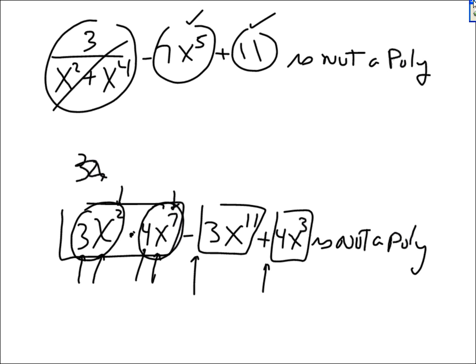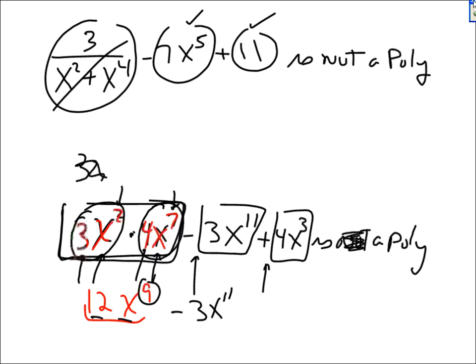Oh, well, actually, I'm going to take back what I said. It is a polynomial. Why? Because I can multiply those two. Actually, that's the next topic, but we'll sneak it in now. 3 times 4 is 12. And x squared times x to the 7th, that's x to the 9th. Sorry, that's a monomial. It's a number times x to a power minus another monomial plus another monomial. This is a polynomial. Sorry.